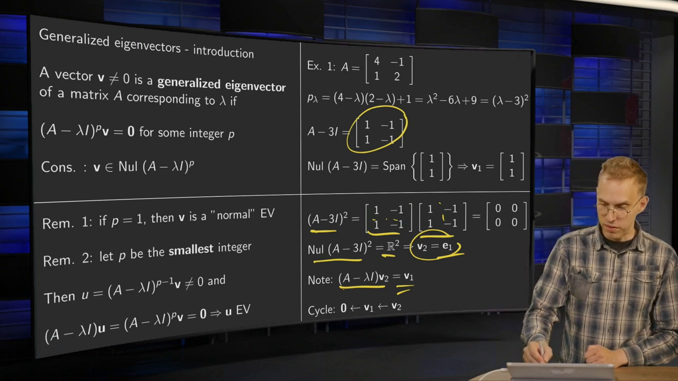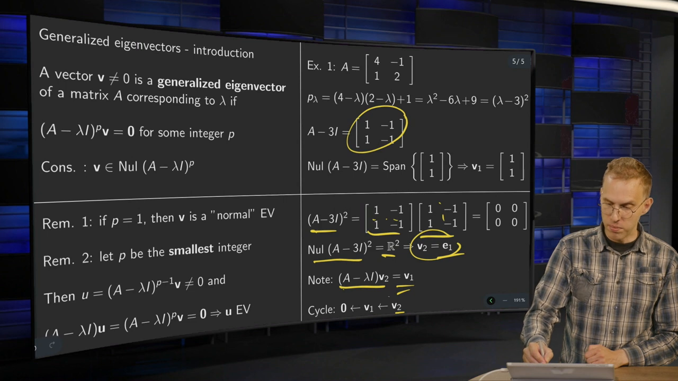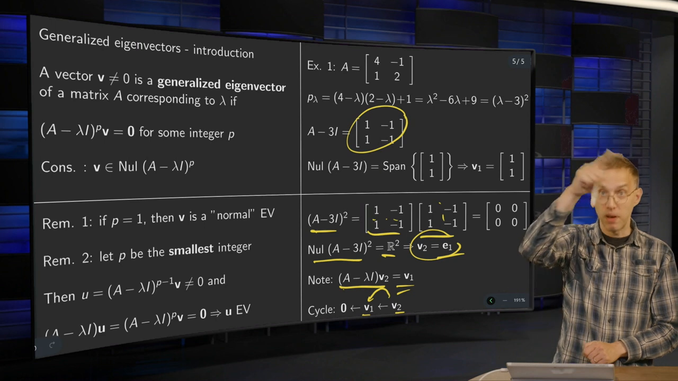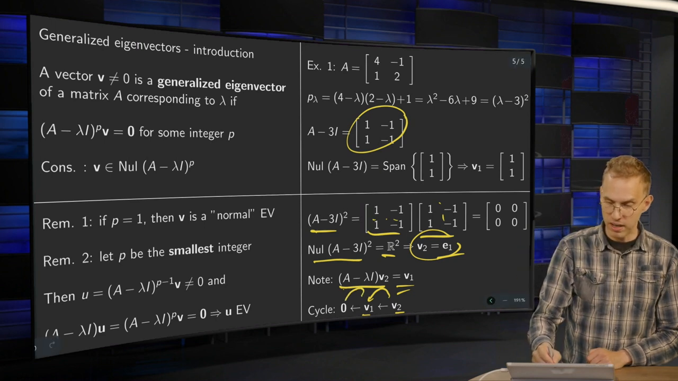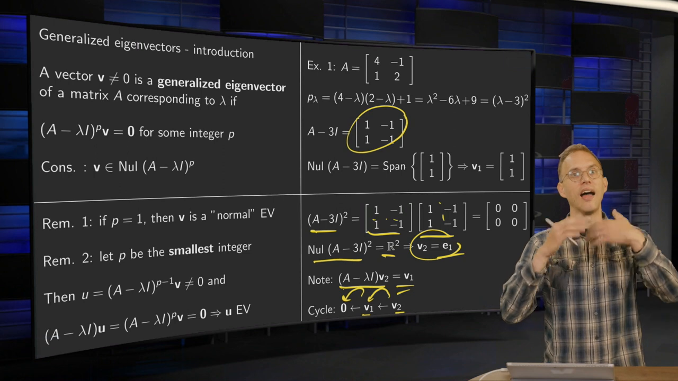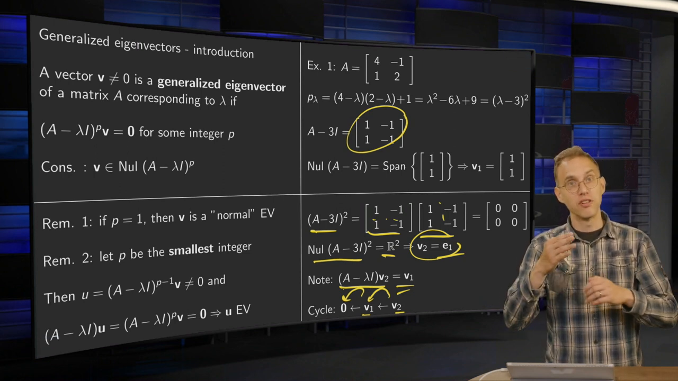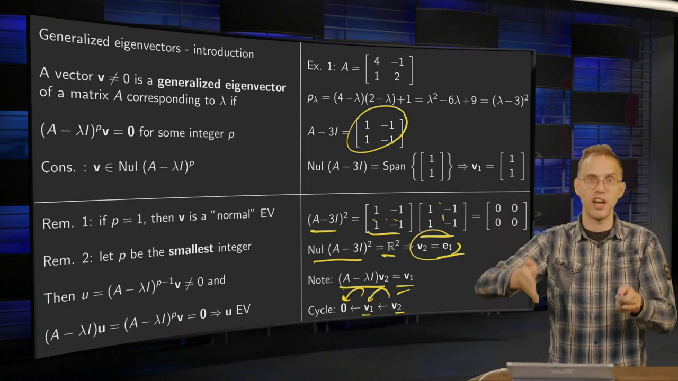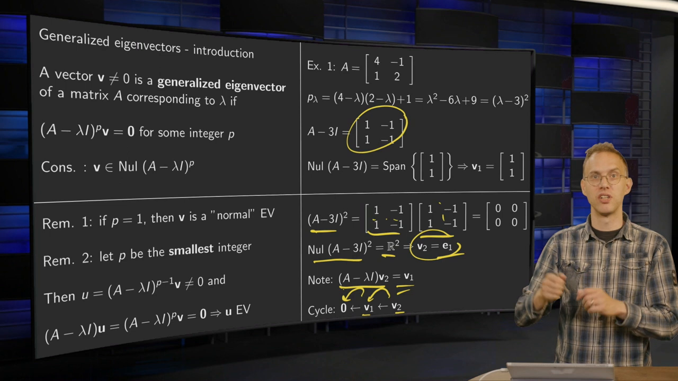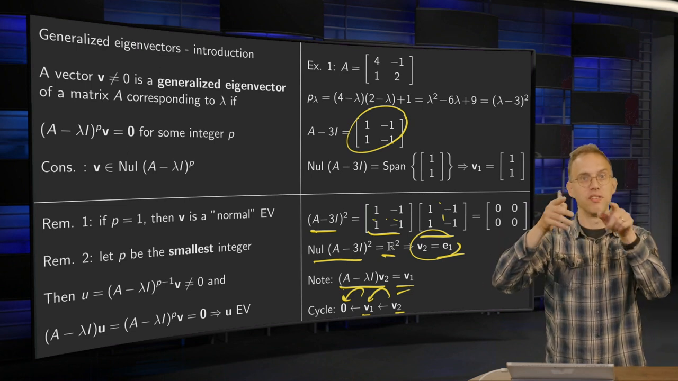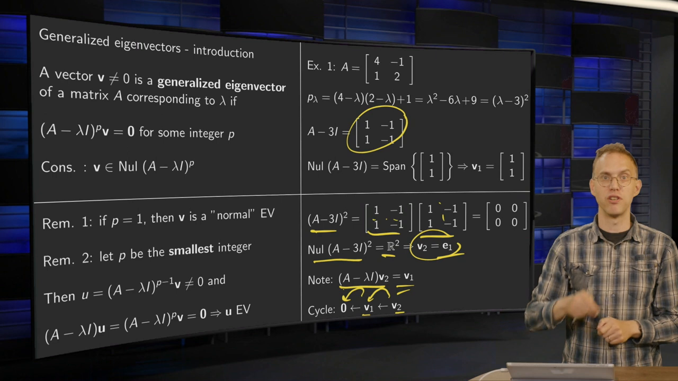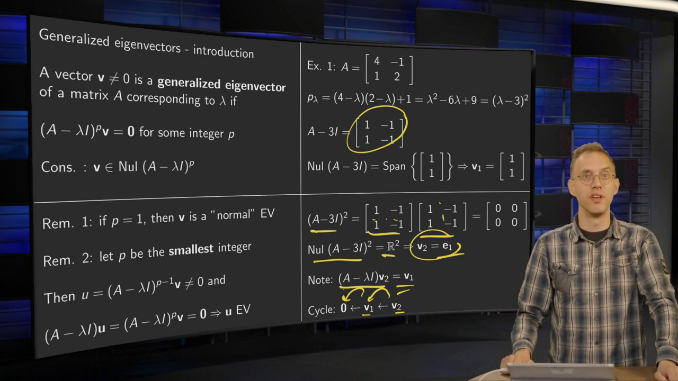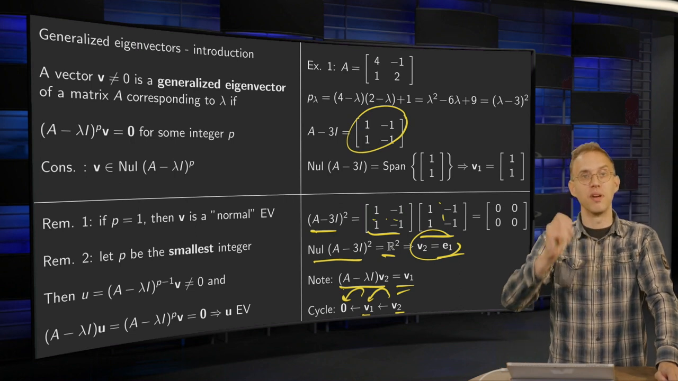So if we start out with V2, then we multiply with A minus 3I, I get V1. And if we multiply again with A minus 3I, we get the zero vector. And this is something we will see happening later on much more often, that the generalized eigenvectors are going to form what we call a cycle or sequence of vectors. Starting with the last one, you multiply with A minus 3I, you get the next one, and so on and so forth. That is something we will see happening much more often for larger matrices in upcoming web lectures.